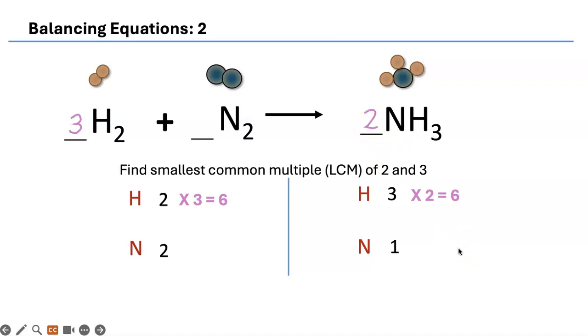Now, the top one is balanced. And for nitrogen, we got a 2 here. And so now nitrogen is balanced. Everything is balanced. So the mole ratio for this one is 3:1:2.